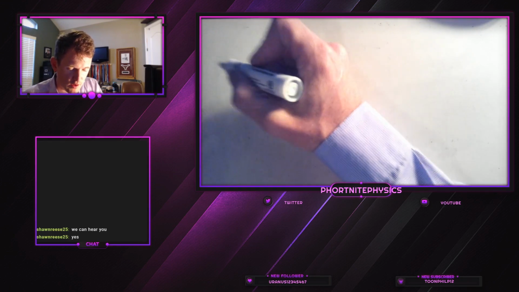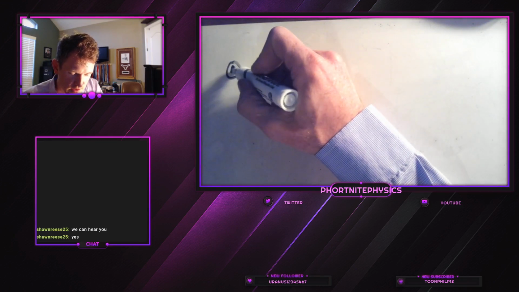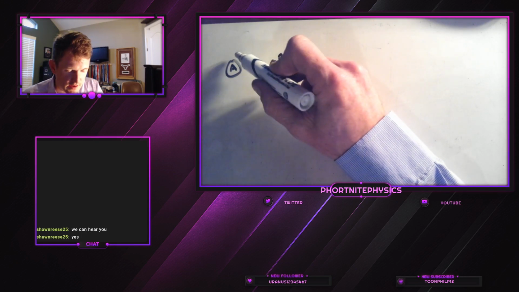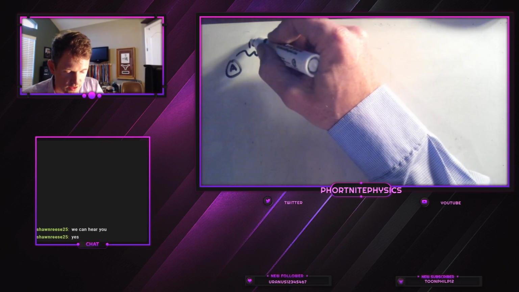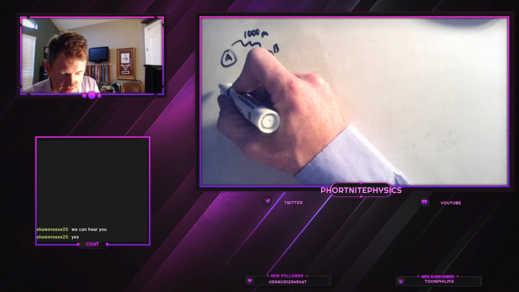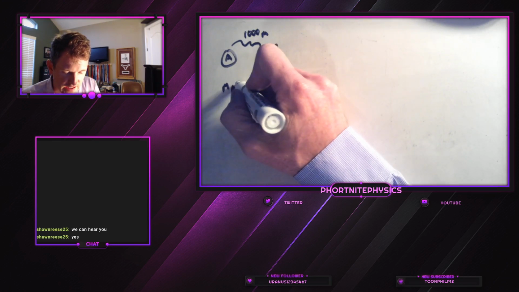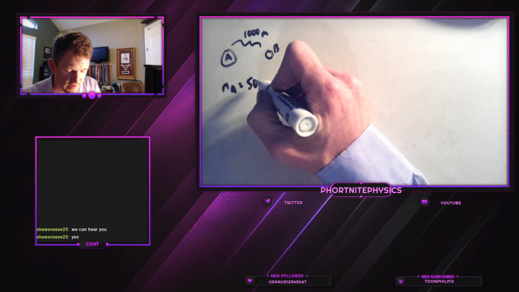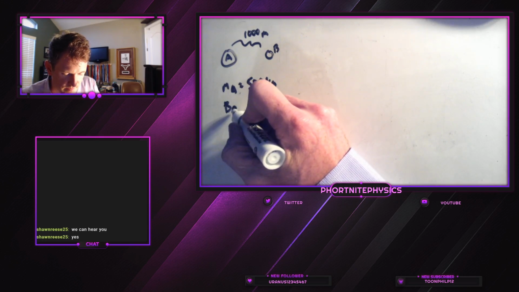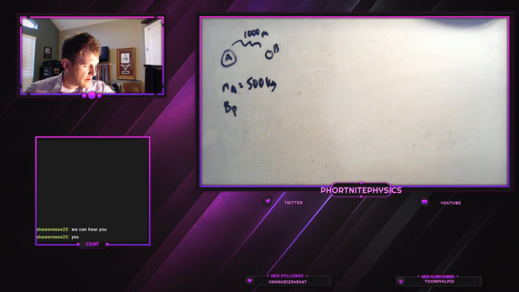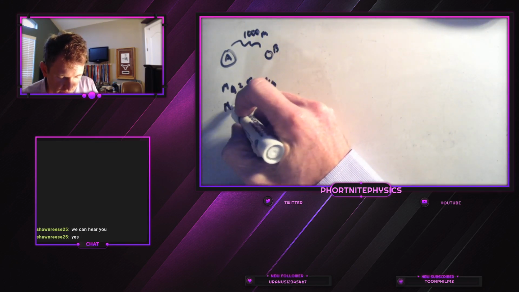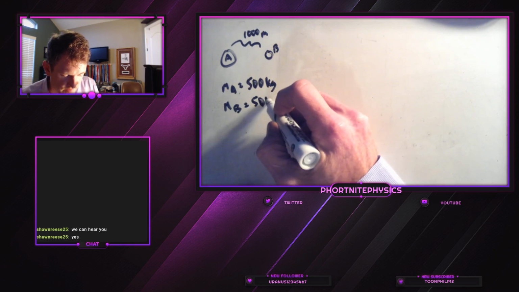Here we go. So we have two objects, A and B. There is, let's say, 1,000 meters between them. The mass of A is 500 kilograms. The mass of B is 50 kilograms.